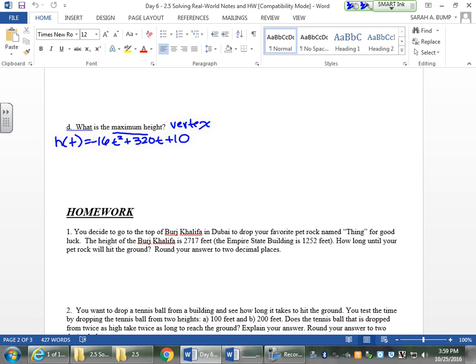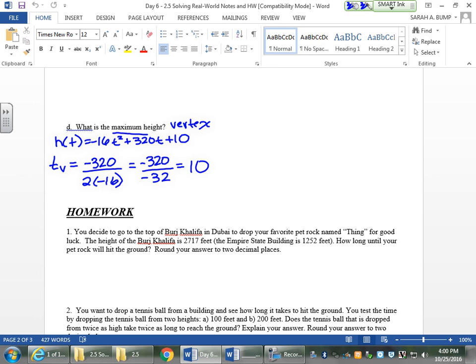When you find the vertex, you always find the x value first, and t is in the x location. So when we find the vertex, we're finding time first, not height. So even though I want height, I can't get the height until I get the time. So I'm going to do negative b over 2a because this is in standard form. Okay, that's going to give me negative 320 over negative 32. And if you go ahead and divide that, you are going to get 10.